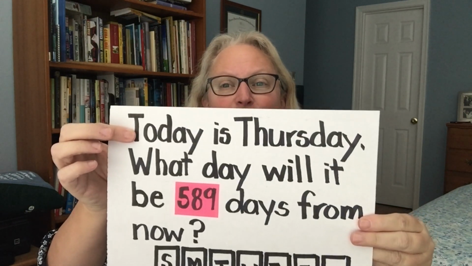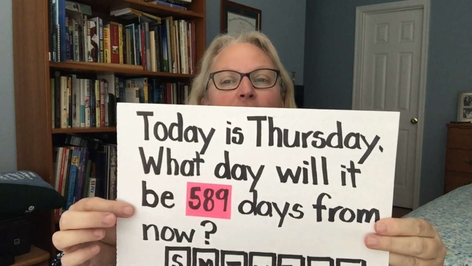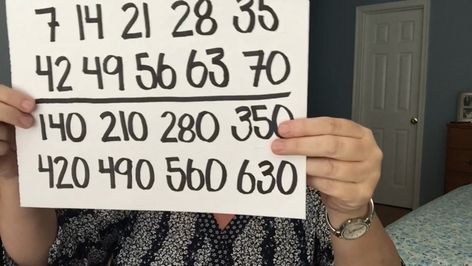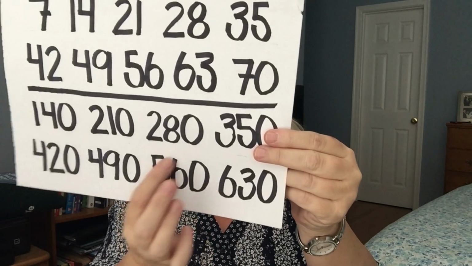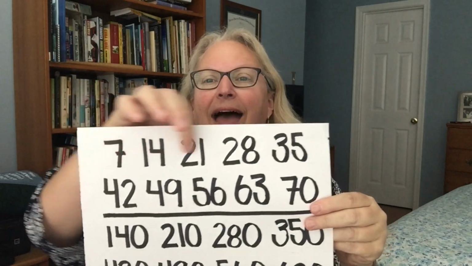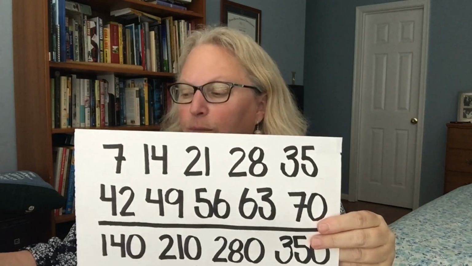Now, of course, every problem won't work out quite that simply. You might get a problem something like this. Today is Thursday. What day will it be 589 days from now? Well, if I look at my multiples of 7 chart, there's not any number that's really close to 589, but we do have 560. So what I would do is I would write down 560 on a piece of scratch paper. I want to get closer to 589, so I might add in one of these numbers that'll get me a little bit closer. Let's say I just picked 21.